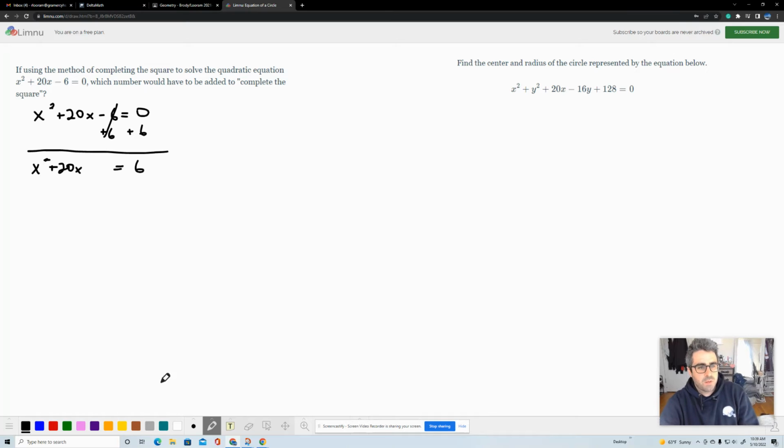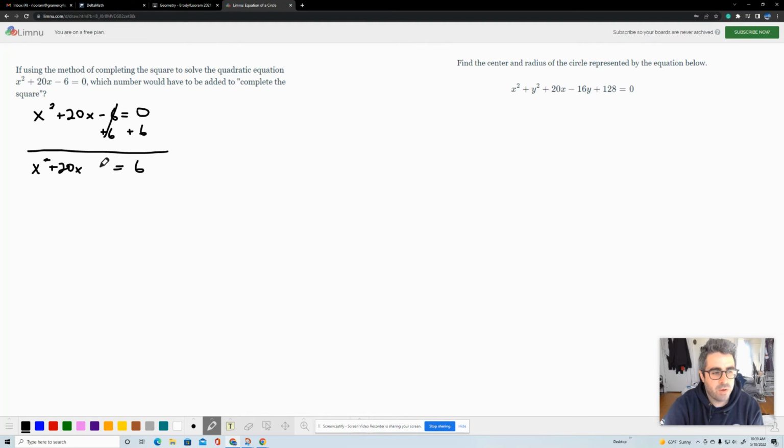Okay, so the question asks, if using the method of completing the square to solve the quadratic equation, which number would have to be added to complete the square? So we're basically trying to make a perfect square trinomial so that we can then factor it. What's nice about this is when you factor it, it's always going to be two of the same factors.